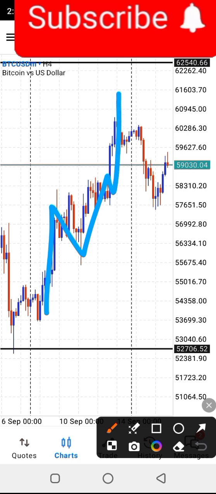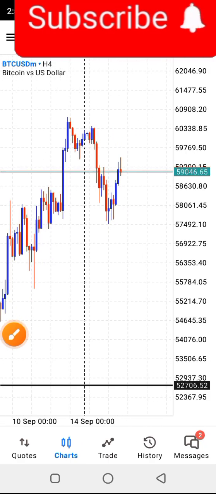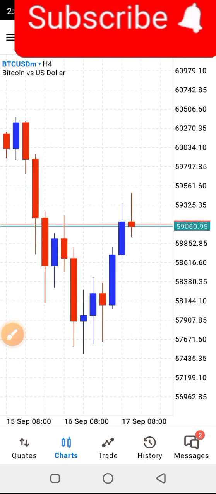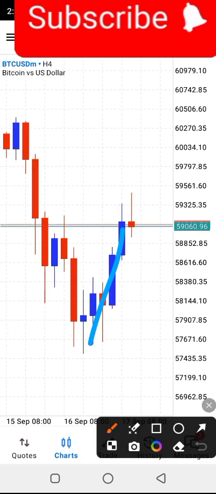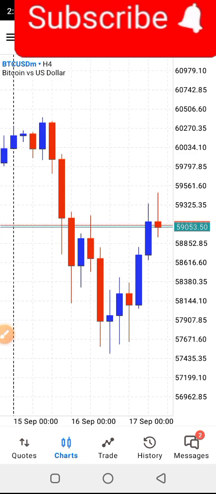Price was moving as though it wants to move in an upward direction on the H4 time frame. Then you have a mini downtrend right here. The downtrend was countered by this bullish impulsive move, but we can't say the downtrend has ended yet. Why? Because the last lower high has not been broken. So these are things you have to look out for.